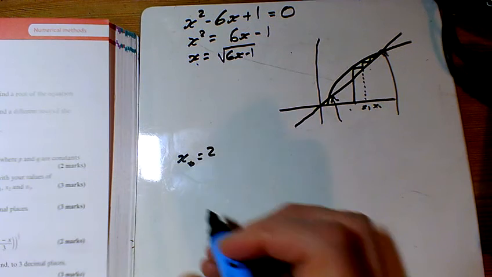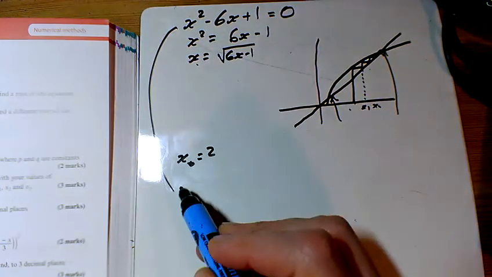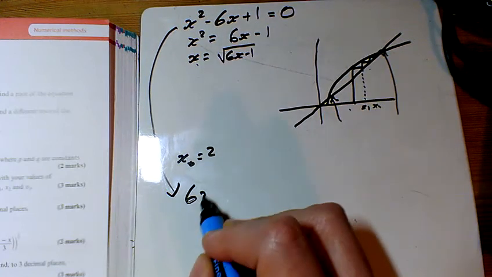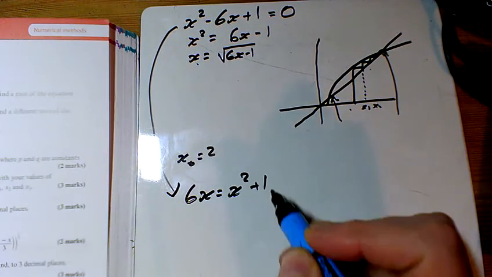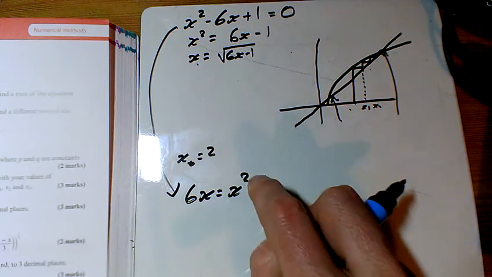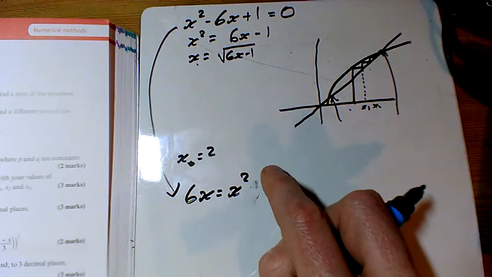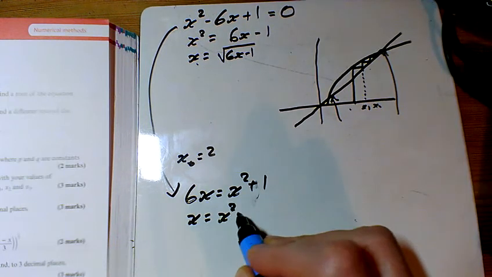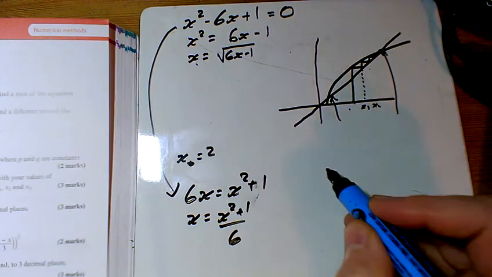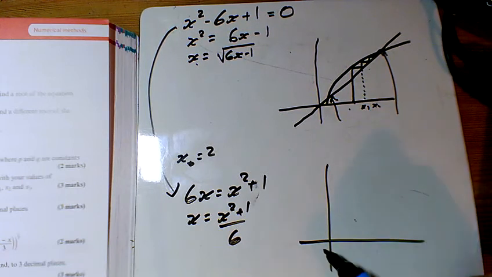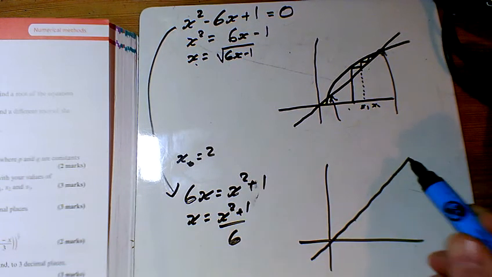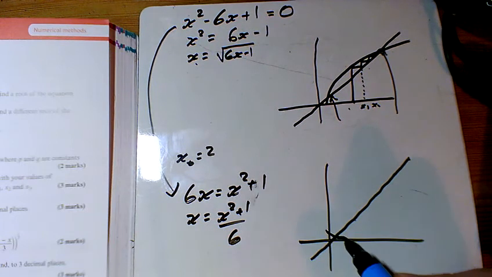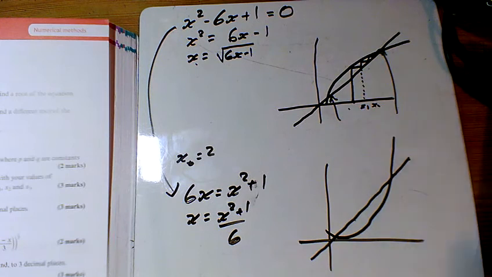Now, when we get down to part E, it says, could we rearrange this in a different way? So the different way is adding the 6x to both sides and then dividing, yeah, that's right, adding the 6x over there and then dividing by 6. So x squared add 1 over 6. And if we draw that graph, so straight line graph, the y equals x, and x squared plus 1 over 6, quadratic, going up like this.